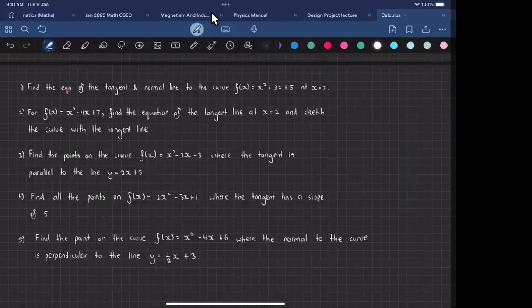I don't know how to explain it, but basically what they give you in this question is x. They give you x equals 2, and then they give you f of x equals x squared plus 3x plus 5. So we know how functions work, right? If I plug x into a function, what is it?